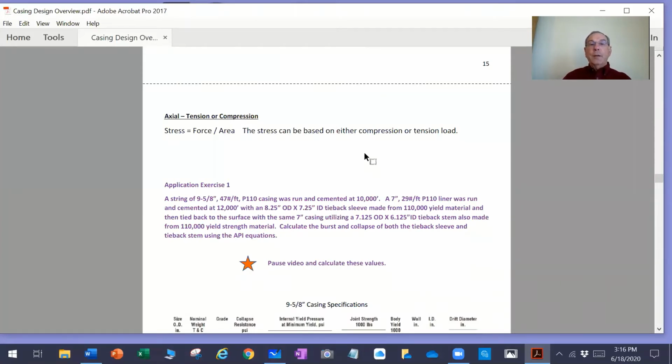Now, axial stress is actually just, we know that stress is force divided by area. And the stress can be based on either compression or tension load. So up at the top of a well, the structural pipe may have an extremely high compressive load because it's having to support all the weight of all the casing strings. But for the majority of all of our tubulars, it's a tensile load. So tensile load is, I call it, the overriding axial load that we have to use in doing most of our design work.